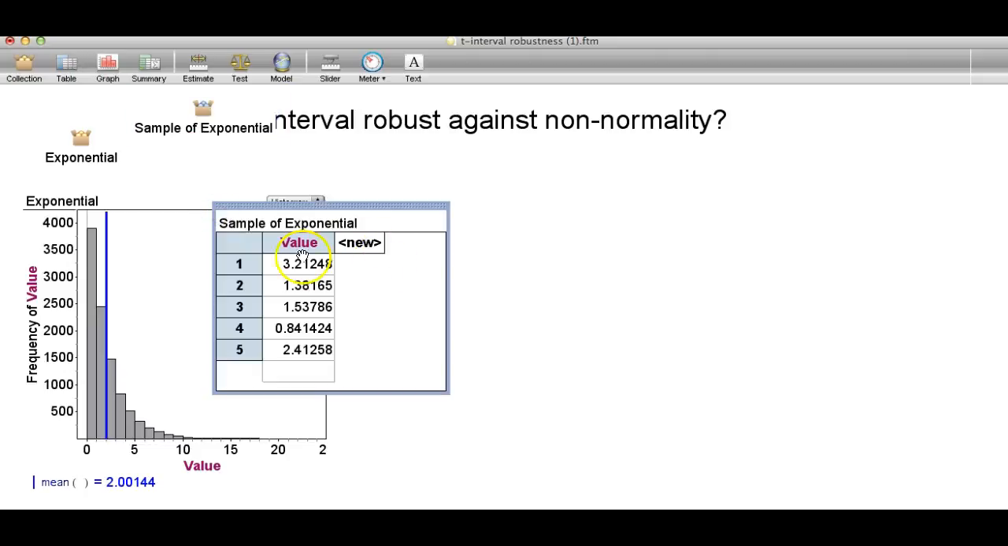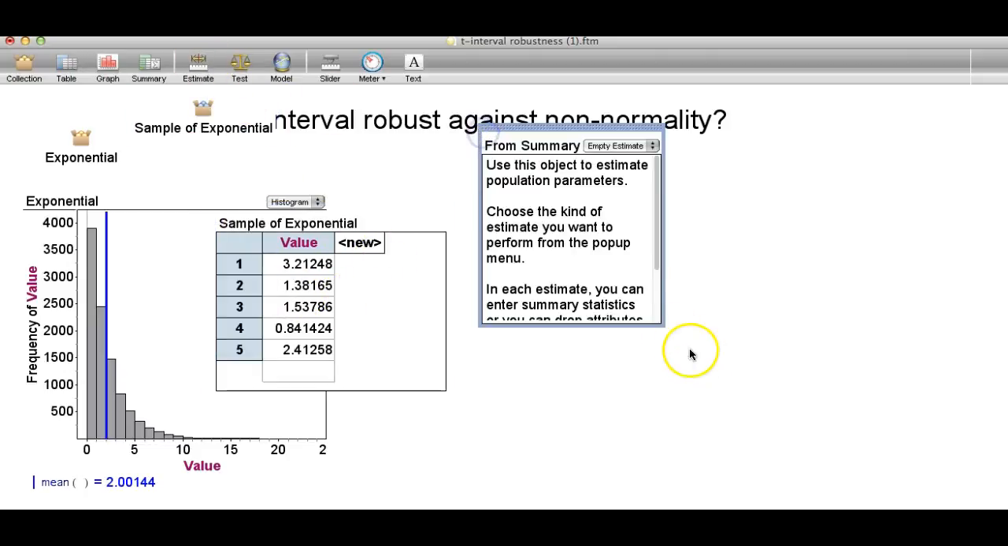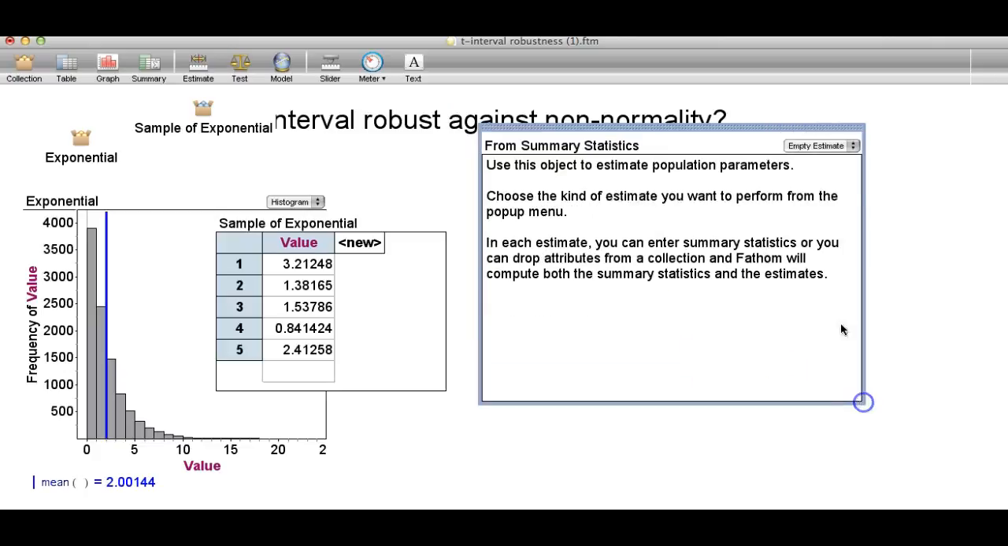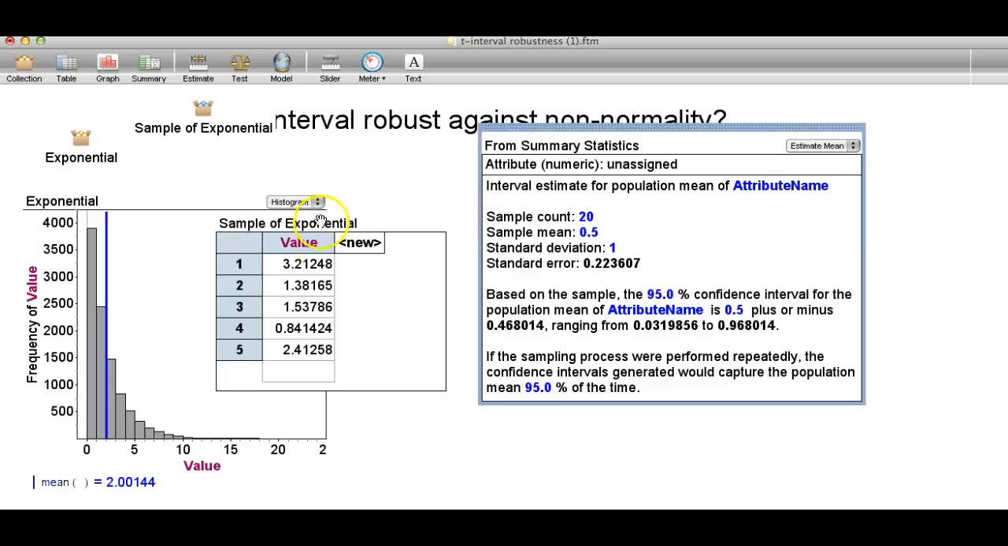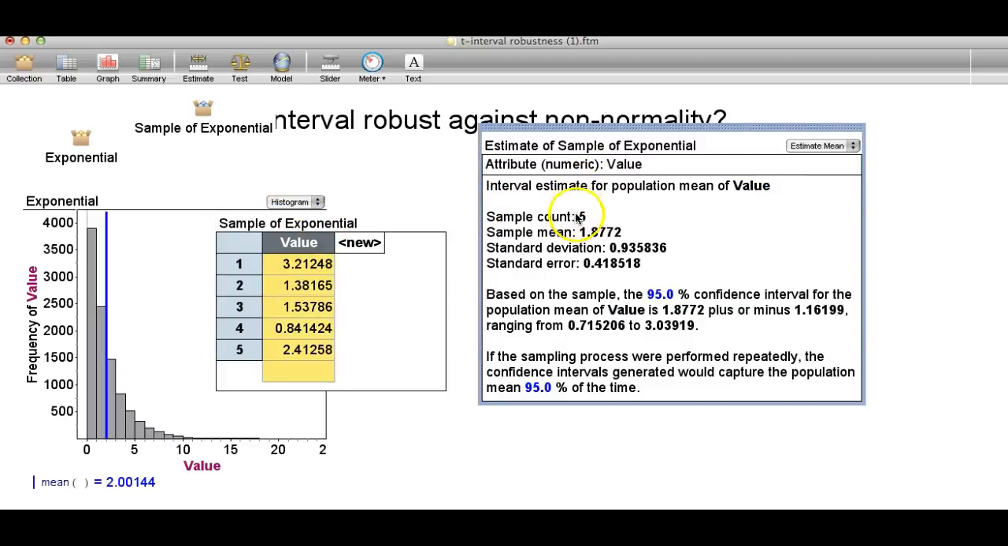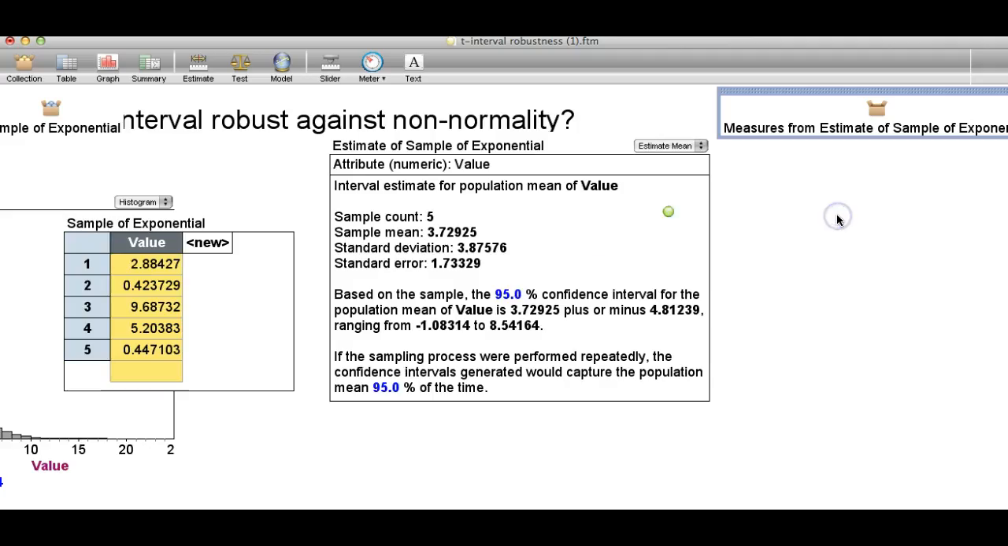Now let's create a confidence interval based on these 5 values. We're going to create a confidence interval for a single mean based on these 5 values. So we've got our sample count, our sample mean for these 5 values, our sample standard deviation, our standard error of our estimate, which is our standard deviation divided by the square root of the sample size. And we can see that this particular interval ranges from a low value of 0.71 to a high value of about 3.04. Notice this particular interval did capture the true value of the population mean, which is a little more than 2. Let's gather several confidence intervals.